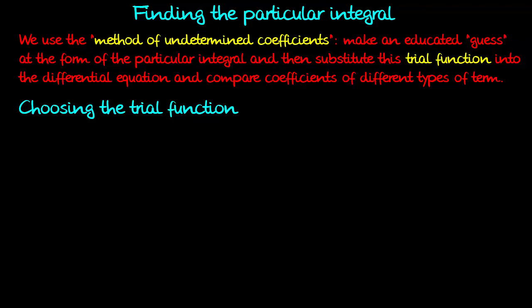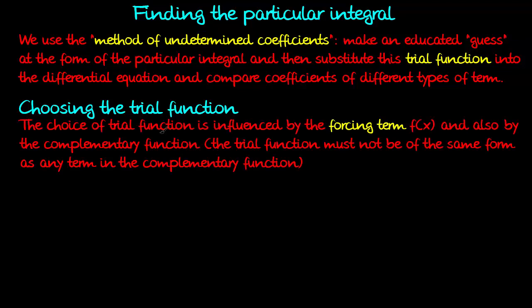So the relatively tricky bit of this whole procedure is choosing this trial function, making this educated guess of what the form of the particular integral might be. And the general idea is that the choice that we make of what trial function to give a go is influenced by what the forcing term f of x is. So broadly speaking, and we'll see detail in a second, if f of x is an exponential, we'll try some kind of exponential. If f of x is some kind of sines and cosines, we'll try some kind of sines and cosines. If f of x is a polynomial, we'll try some kind of polynomial.